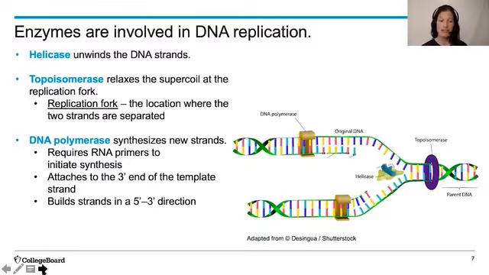DNA polymerase, you'll see it has quite a few jobs. It synthesizes the new strand of DNA. So it is sort of the workhorse enzyme. It's going to do the bulk of what we're talking about. It requires RNA primers to initiate that synthesis. It attaches to the 3' end of the template, and then it builds its strand, like we mentioned before, in the 5' to 3' direction.